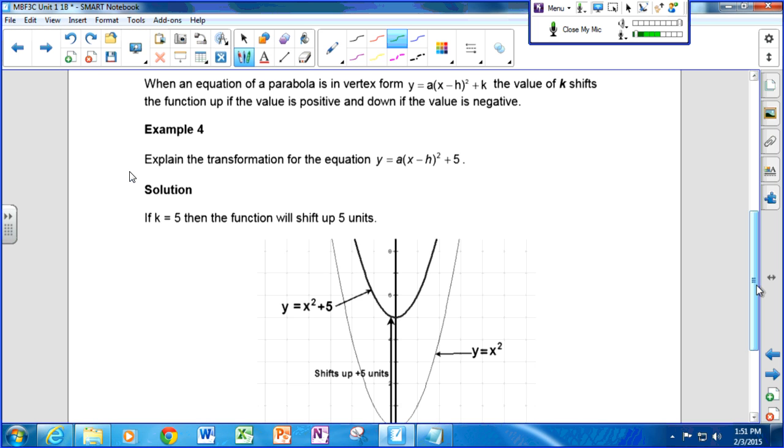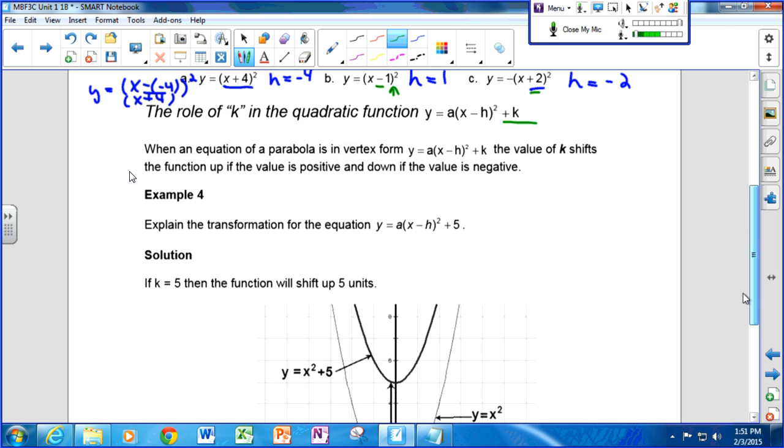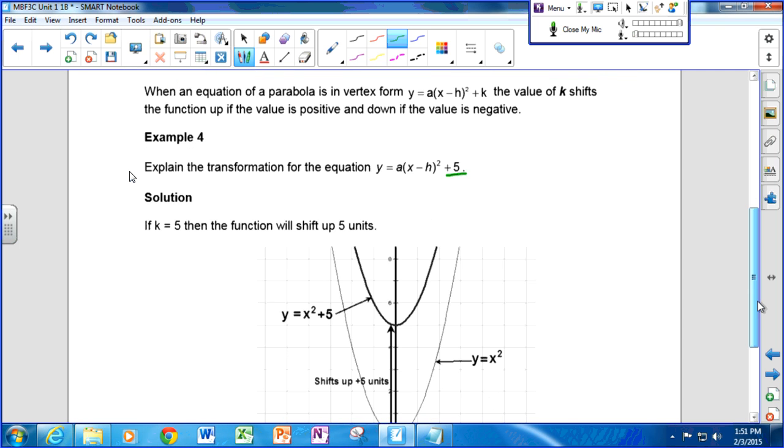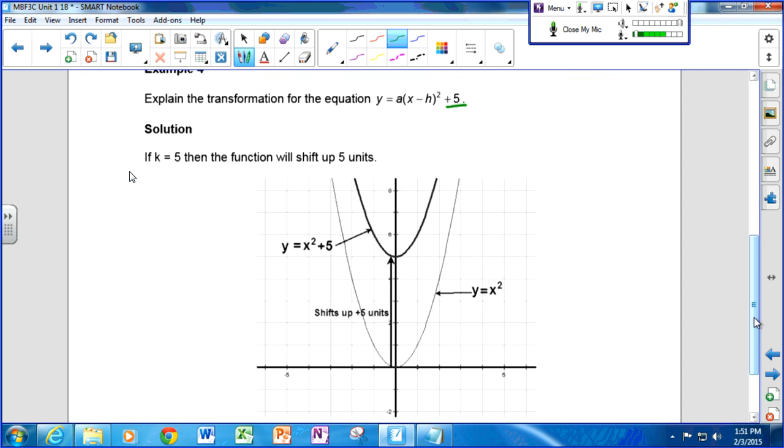So here's example 4, and we're on page 9 here. You see we have plus 5, and so it just shifted us up 5 units. So this is going to be a 5, and that's all it did. This outer parabola, which I'm going to outline in red, is just y equals x squared.